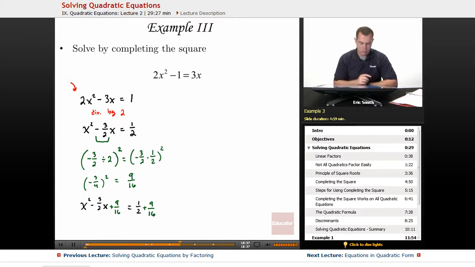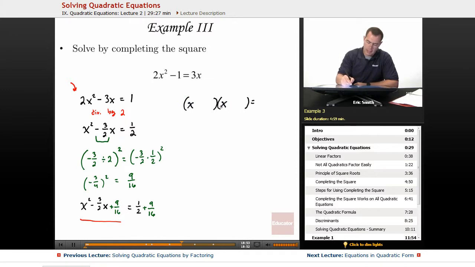Now that we've gotten to this stage, the left side over here should factor nicely. Again, you could use the method of reverse FOIL to help you out. You know that your first terms will be x, and two things that would multiply to give you a 9 would be a 3, and two things that would multiply to give you 16 would be 4. Both of these must be negative since our middle term is negative. Okay, let's see what's going on the other side.